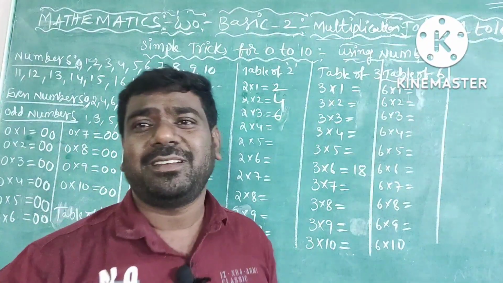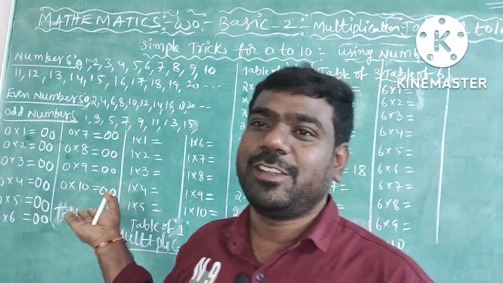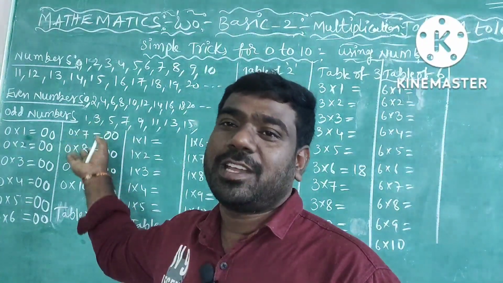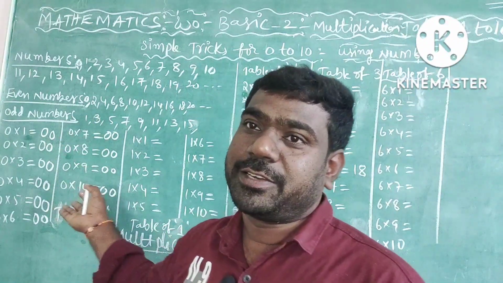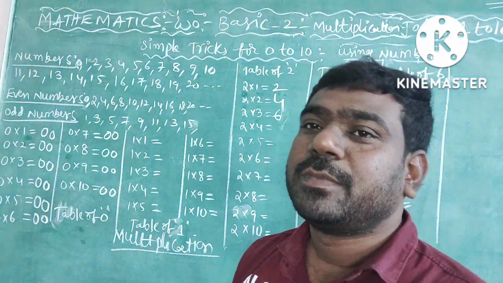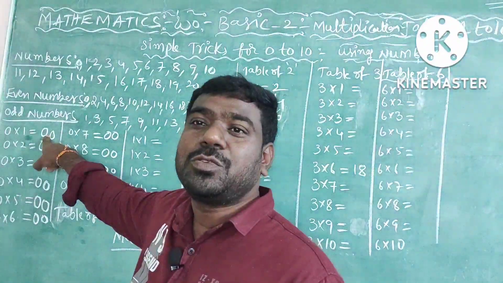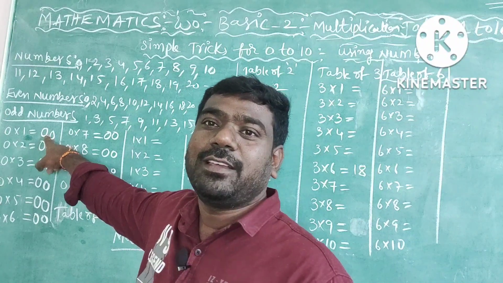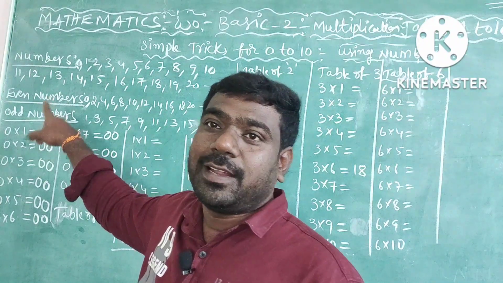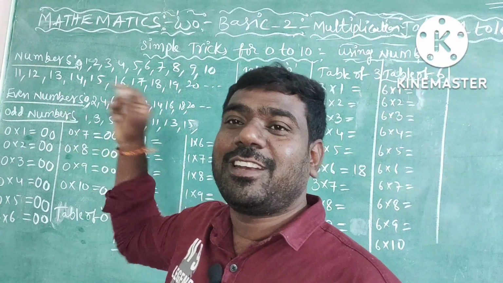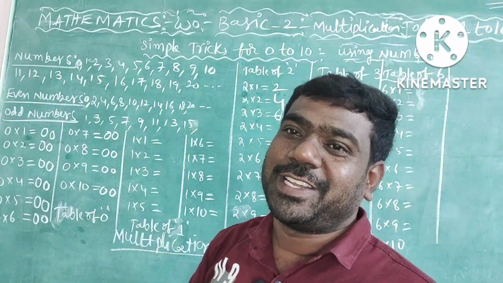What is the 0 table? Very simple. Everybody knows this one. The 0 table is nothing but you have to keep all zeros. If you observe, for 0 into 1 I kept 2 zeros. Why? If you get this doubt, then you are real mathematics students.